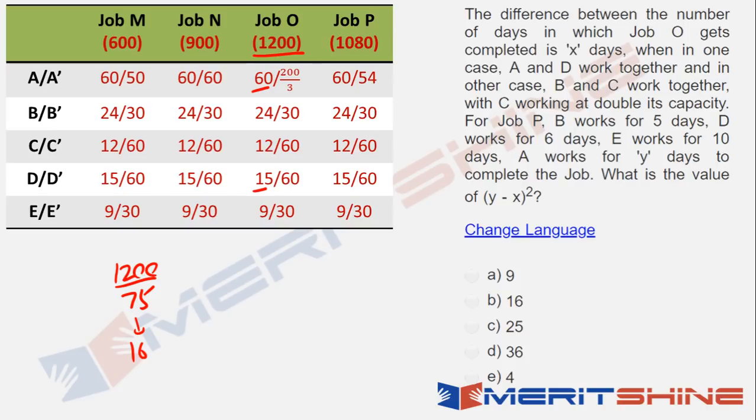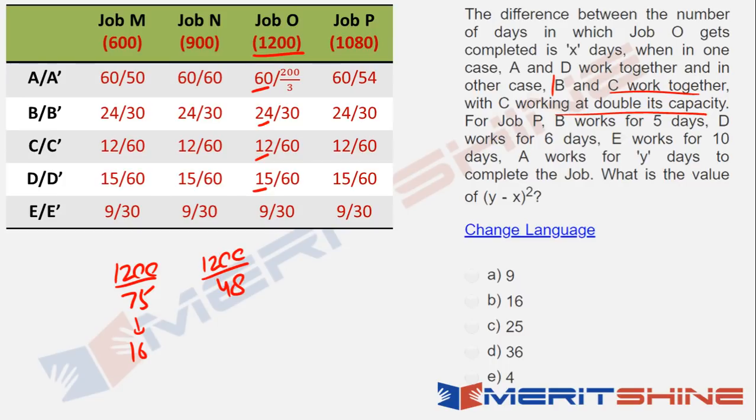And here B and C work together. B and C would be 24 and 12, with C working at double its capacity. So 12 into 2, 24. 24 plus 24 is 48. So total units that they do, B and double of C, would be 48 daily. So 1200 divided by 48.